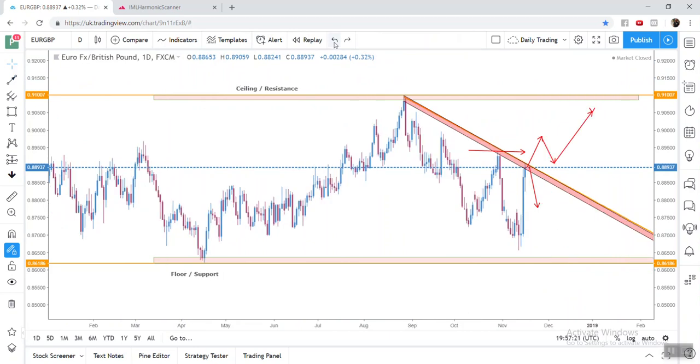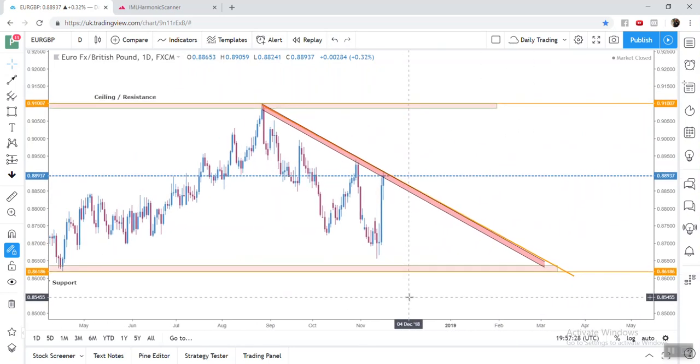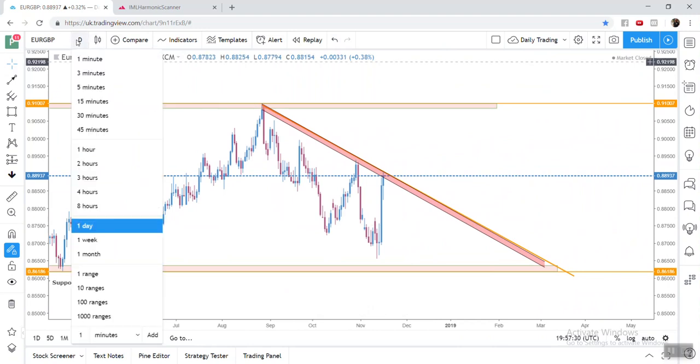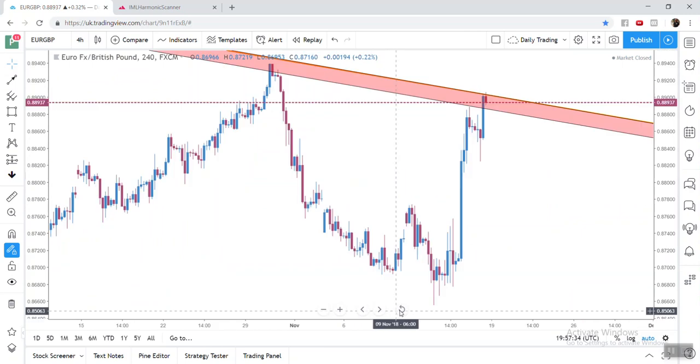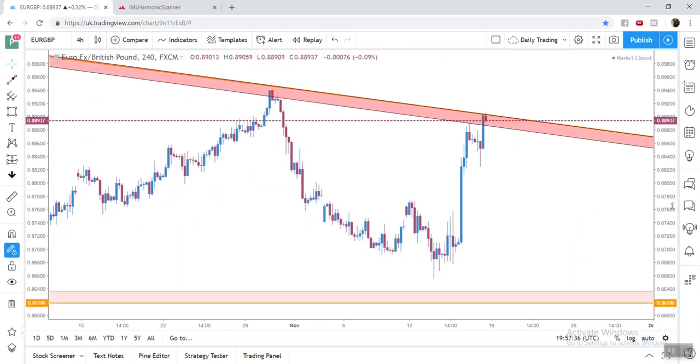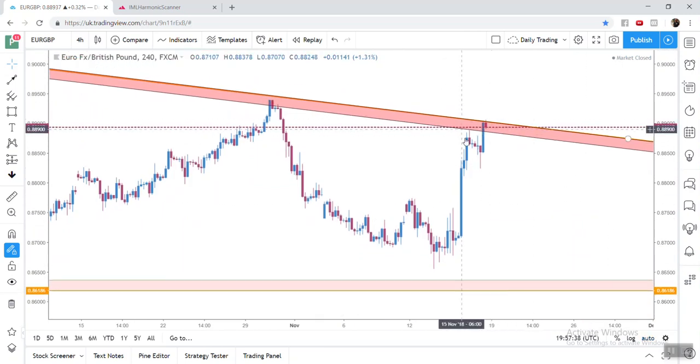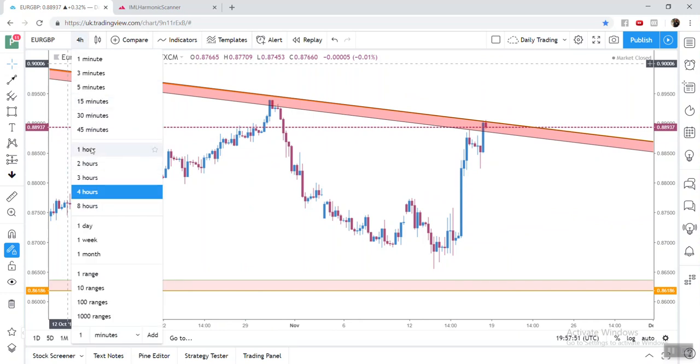Let me get rid of some of these crosses. Right. If we now go down to a lower time frame, we can now see price has rejected this area, and we now have our bearish candle moving away from our trend line. Let's go to our 1 hour.